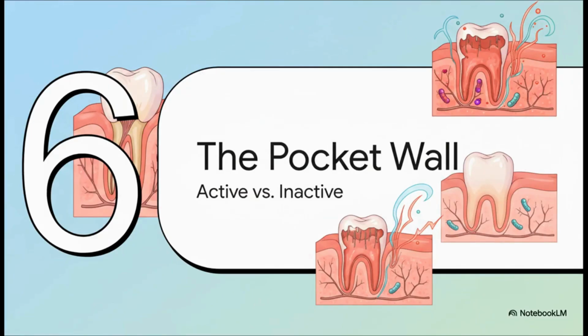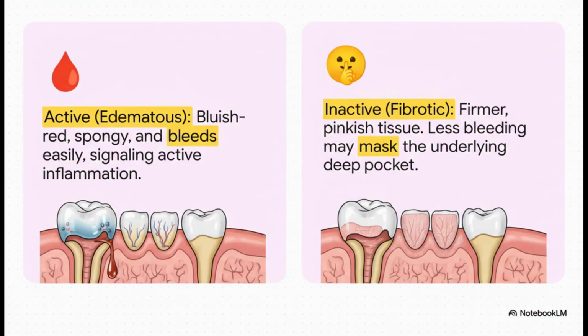The actual character of the soft tissue, the wall of the pocket itself, tells us a ton about whether the disease is actively raging or if it's in a more quiet, dormant state. The difference is all about what the tissue looks and feels like. An active edematous pocket wall is going to look reddish blue, it'll be soft and spongy, and it bleeds at the slightest touch. That's a huge sign of ongoing inflammation and destruction.